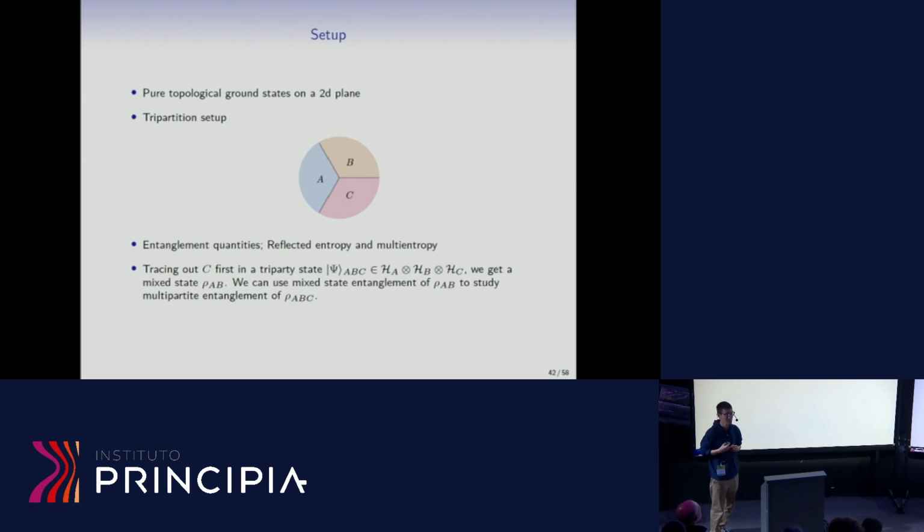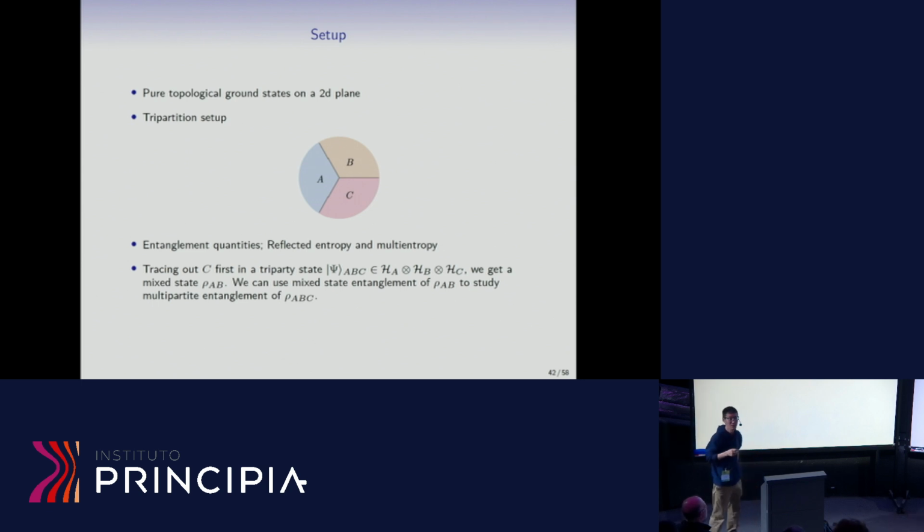That is typically more difficult than discussing entanglement in a pure state. So this is quantum correlation or entanglement in the mixed state. But we can use some tools to study mixed state entanglement to say something about multipartite entanglement of the original state rho ABC. I mean, this is just a perspective, and then we may go back and forth between these two perspectives. Okay, any questions so far?